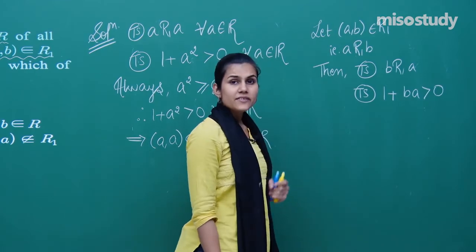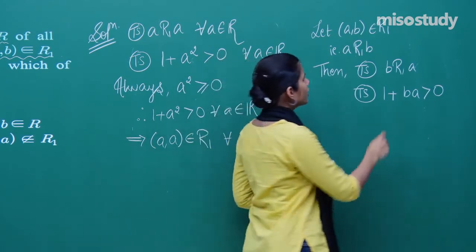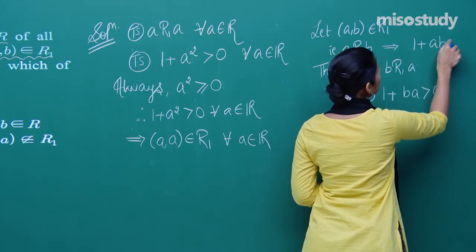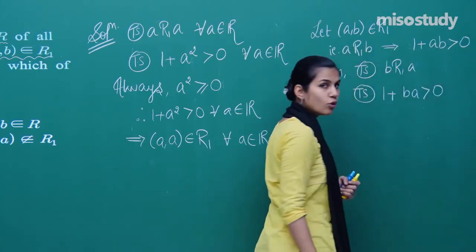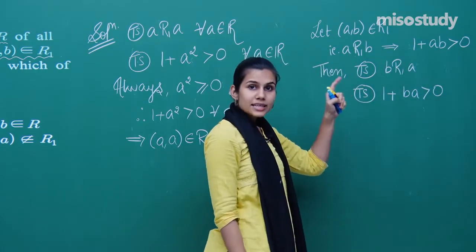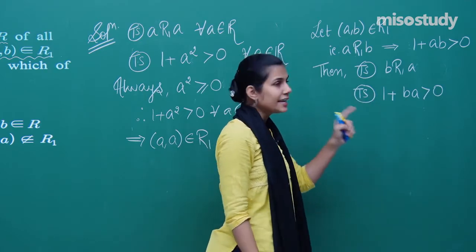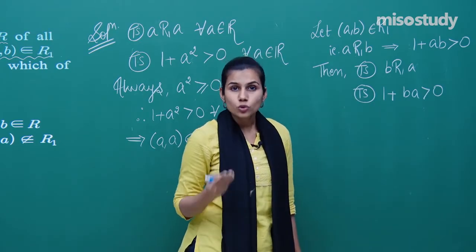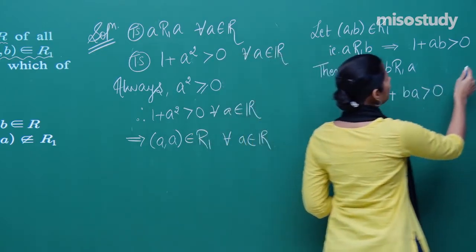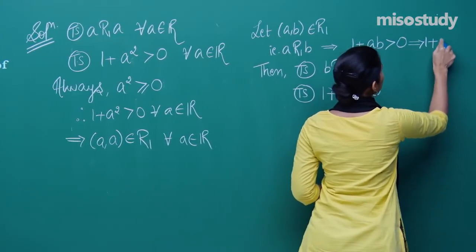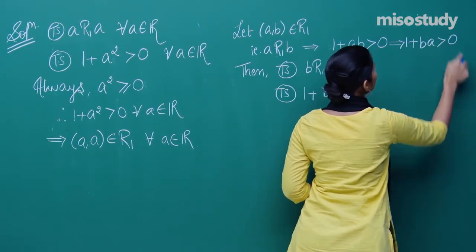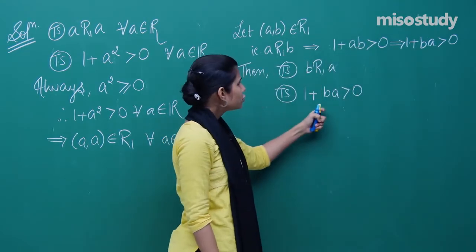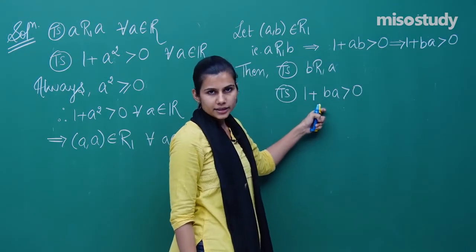Now because it is given A is related to B under the relation R1, this implies 1 plus A into B is greater than 0. If 1 plus A into B is greater than 0 and A and B are real numbers, we know that A into B is same as B into A. And so this implies 1 plus B into A is greater than 0. One and the same thing. And that is what was wanted to show that B is related to A under R1.